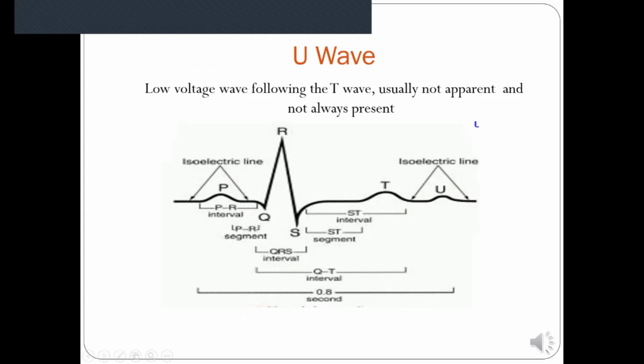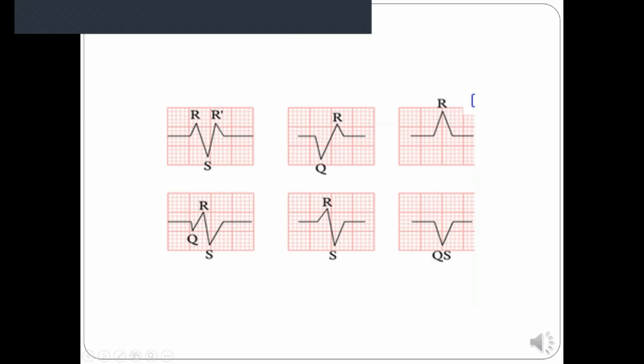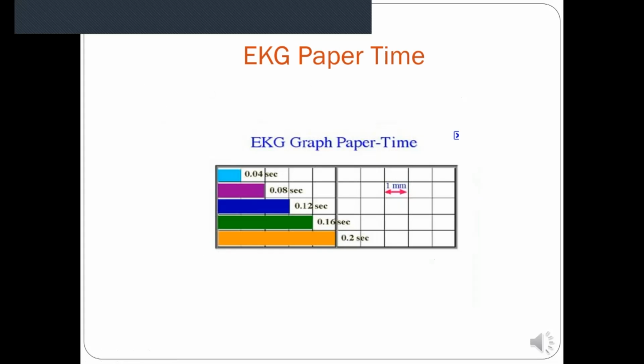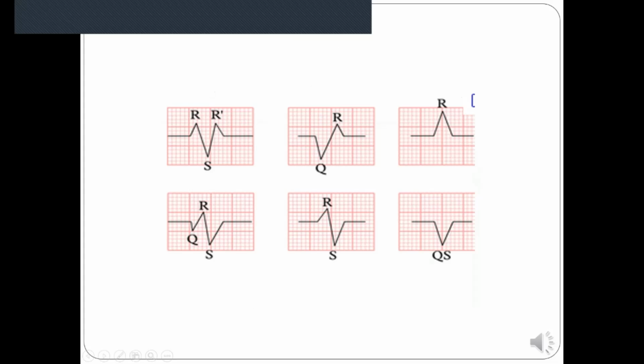Low voltage waves follow the T wave, usually are not apparent and not always present, and that's that U wave I was talking about before. You don't always see it. And this is just different ways that the R wave can be seen on graph paper. And then this is important to know. So, you know, this is a cardiac graph thing here, right?